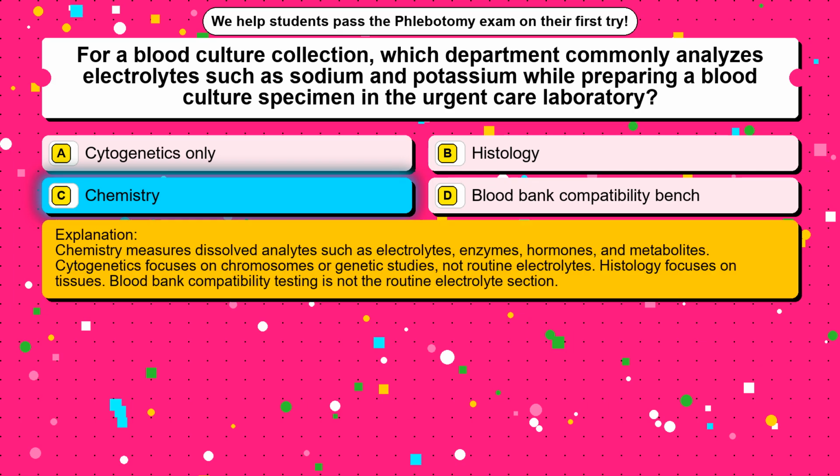Chemistry measures dissolved analytes such as electrolytes, enzymes, hormones, and metabolites. Cytogenetics focuses on chromosomes or genetic studies, not routine electrolytes. Histology focuses on tissues. Blood bank compatibility testing is not the routine electrolyte section.